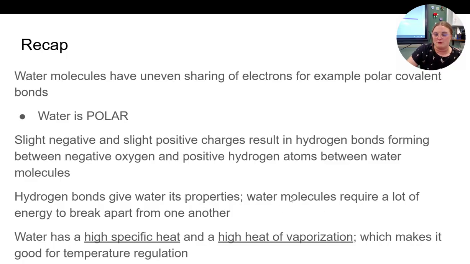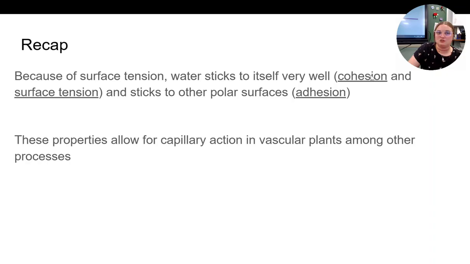Again, water molecules require a lot of energy to break apart from one another. Water has a high specific heat and a high heat of vaporization, which makes it good for temperature regulation in living things. And because of surface tension, water sticks to itself very well. This is cohesion and surface tension. And it also sticks to polar surfaces.